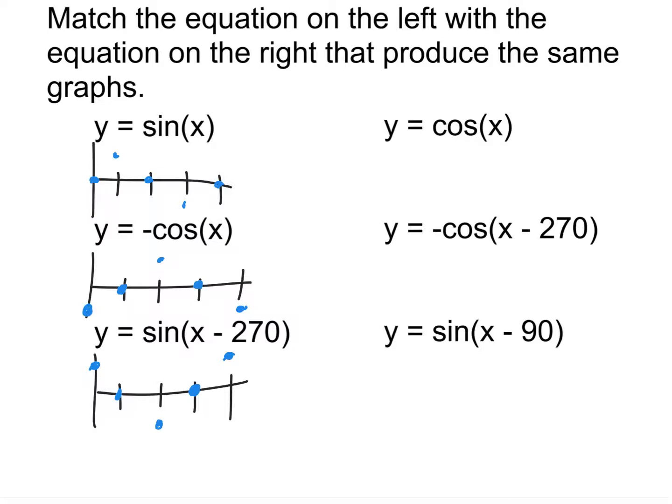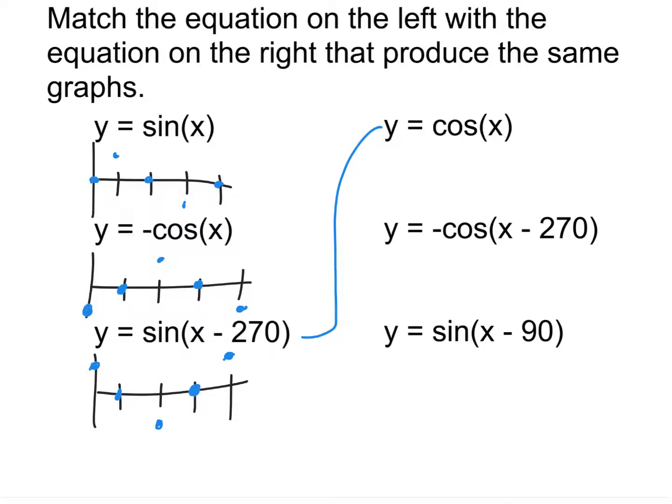And on the right side, I see I got y equals cosine of x first. Well, cosine should start at the top. So which of these 3 graphs down the left side shows it starting at the top? And so then, those two match. Cosine of x has the exact same graph as sine of x minus 270. Because remember, sine and cosine are really the same graph. It's just a matter of where it starts in the pattern or in the wave.